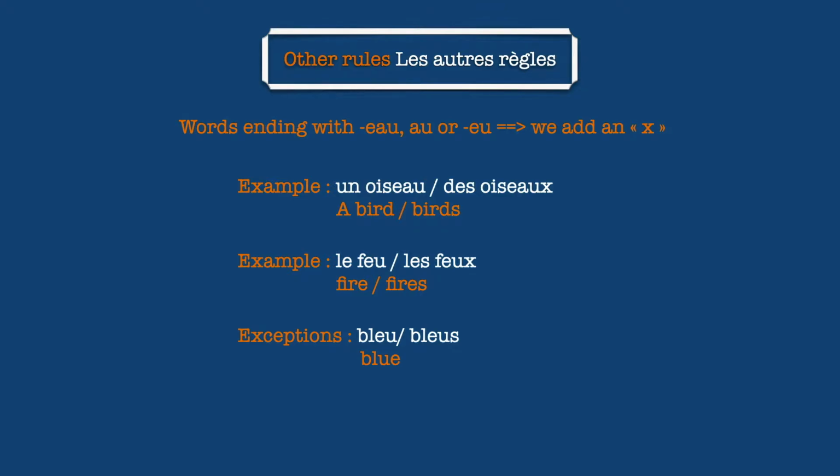Unfortunately, there are exceptions, and we can see it with the color blue, bleu, with an S in plural. Also with the word tire, pneu, in French, in which we add an S in plural. For the exceptions, you have no other option than learning them one by one.